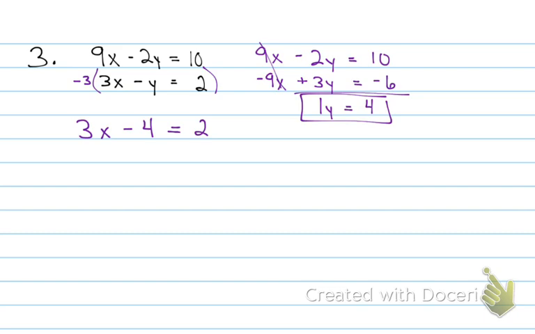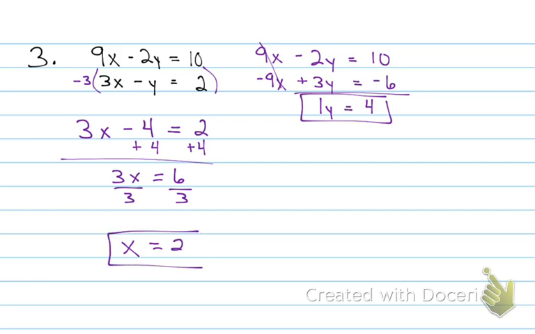Kendall, what do you do now? So how would you do that? What's the next step? Add 4 to the other side. And then divide by 3. Okay, and x equals 2, but this is not your final answer. You need to write it as an ordered pair.